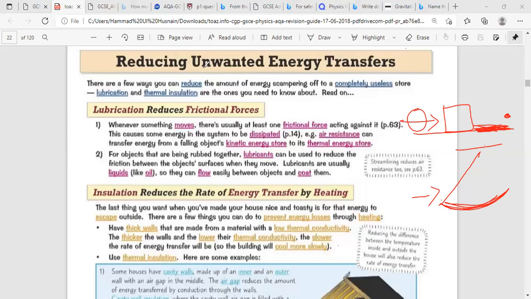So what lubricants do is reduce this frictional force, and in other words, reduce the energy losses, right? Are you following me till here? If you have any question, you can ask, Tala, because this is a discussion session and I want you to participate in it.